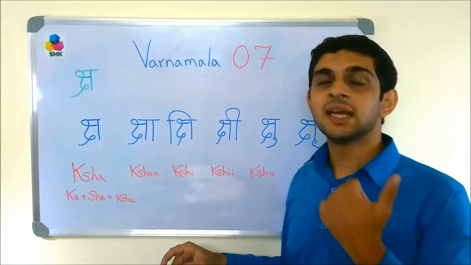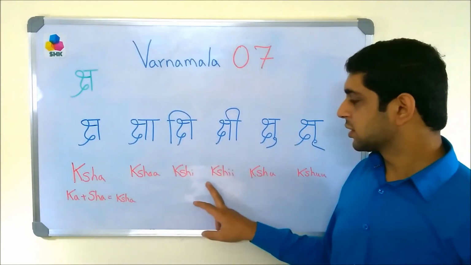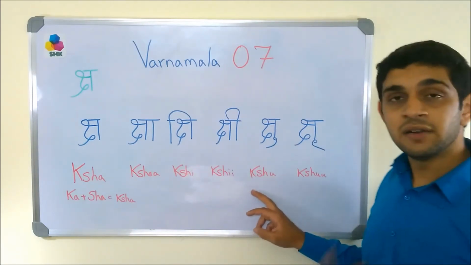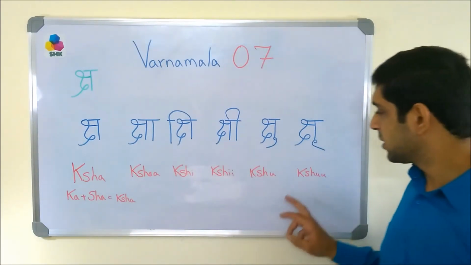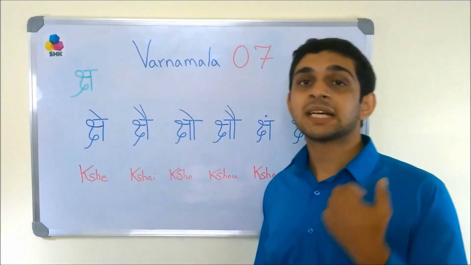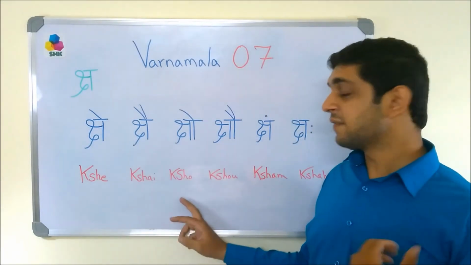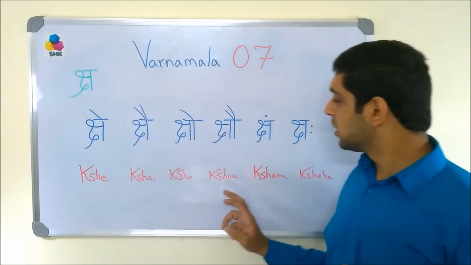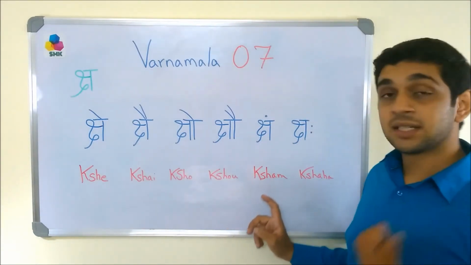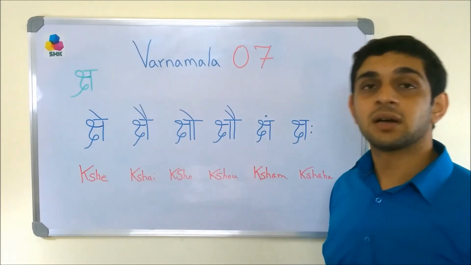Ksha with a will give me ksha. Ksha with e will give me kshi, right? Ksha with u will give me kshu. Ksha with e will give me kshe. Ksha with ai will give me kshai. Ksha with o will give me ksho. Ksha with au will give me kshau. Ksha with m will give me ksham, and ksha with aha will give me kshaha.